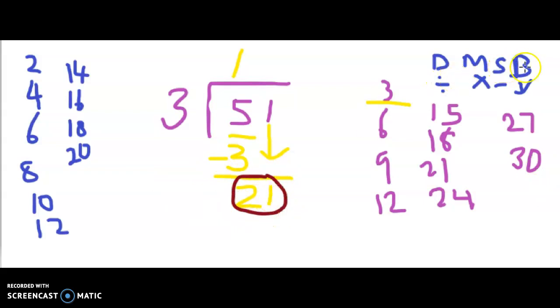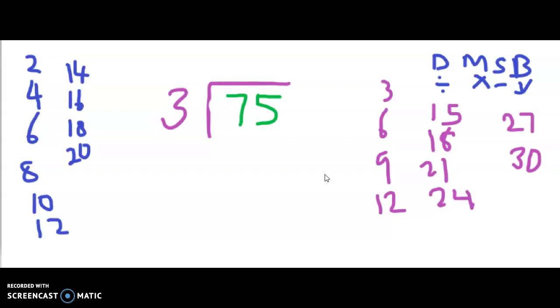Dead monkey smell bad. 21 divided by 3 is, let's count, 1, 2, 3, 4, 5, 6, 7. 7 times 3 is 21. And then we subtract and we get 0, and there's nothing left to bring down. So the answer is 17.